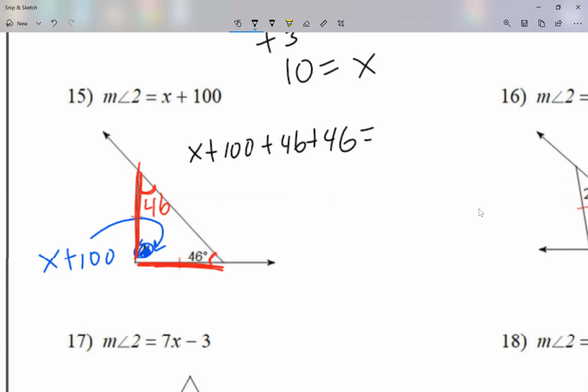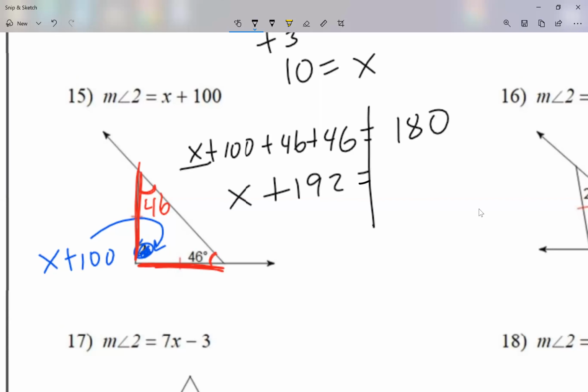Didn't we say at the beginning of the week that when we add three corners of a triangle, I add them all and it's equal to 180? Well, that's exactly what I'm going to do. Let me separate my sides through the equal sign. The left side, let me combine like terms. When it comes to letters, I just have 1x. When it comes to numbers, I have 100 plus 46 plus 46. So I'm going to call that 192. And I know all of this is equal to 180.